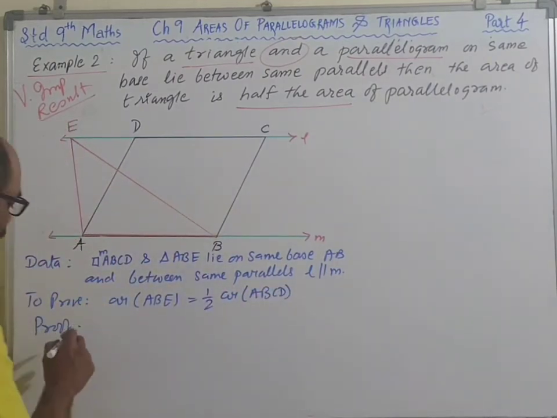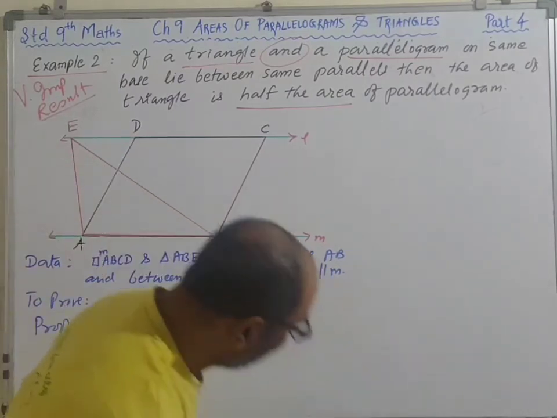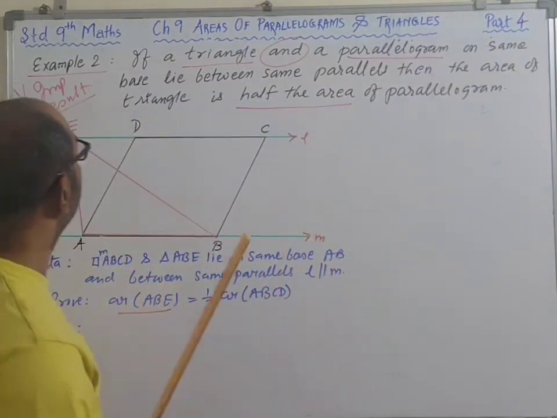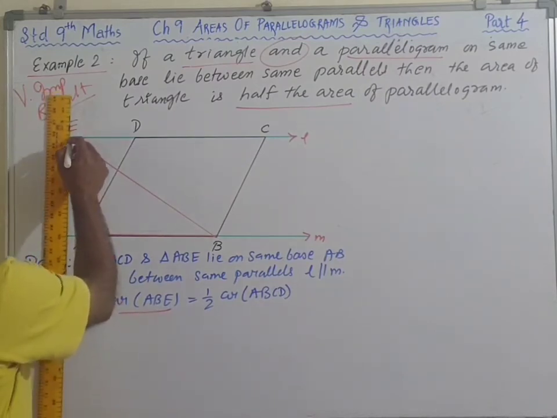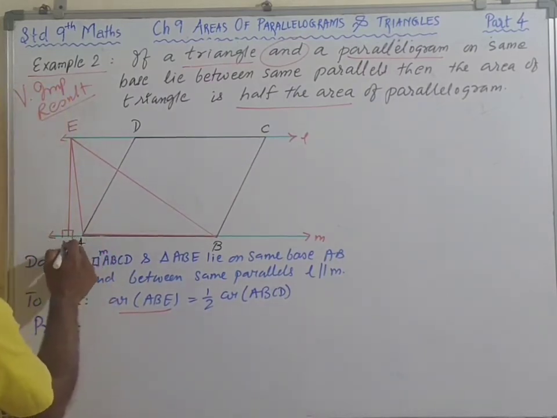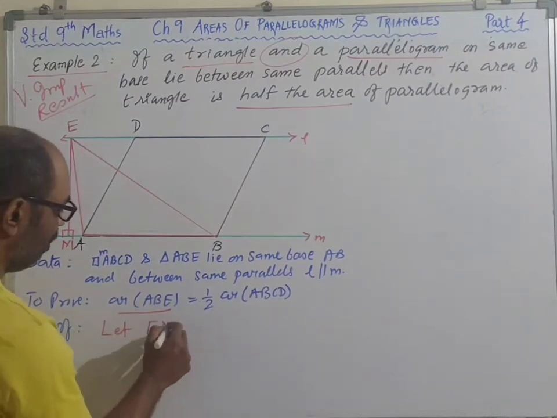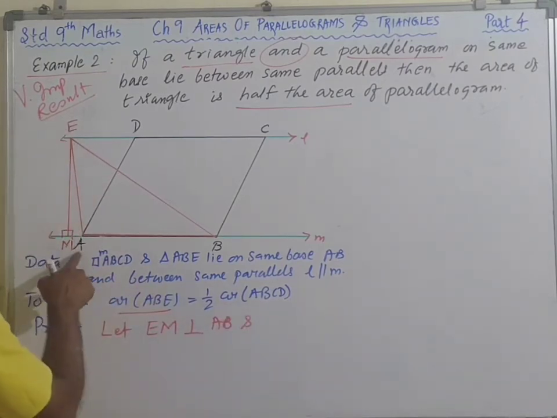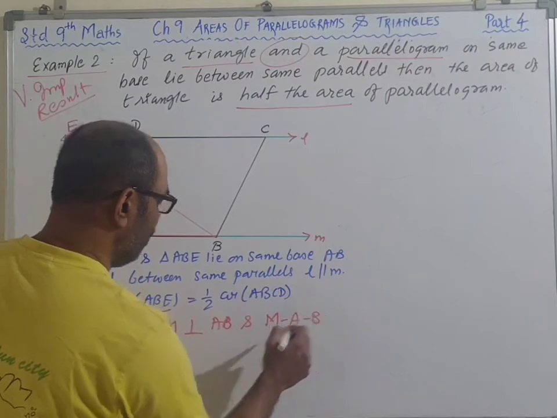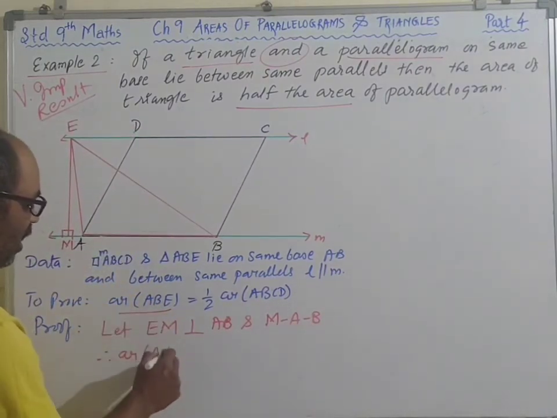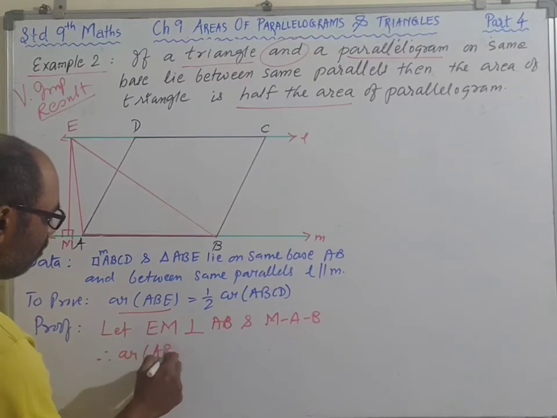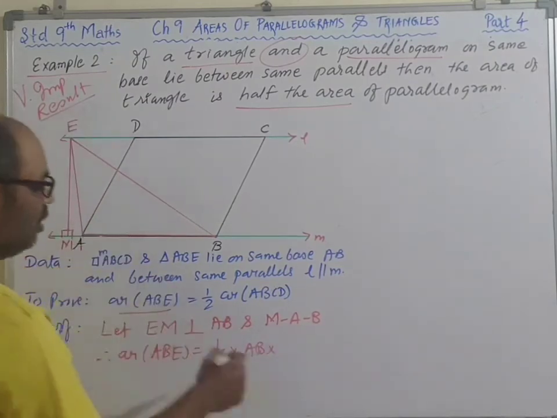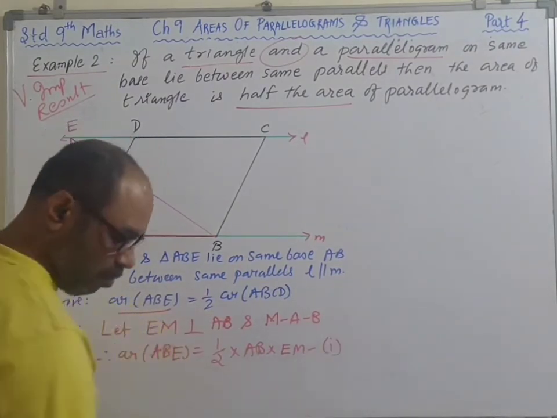Proof. Children, once again we use the same trick. Let's find out the area of triangle ABE first. पहले इसका area ढूंढो. So what is the formula to find the area of a triangle? Half into base into altitude. So triangle का मैं altitude ले लेता हूं, तो ऐसे बाहर आएगा EM. Let EM be perpendicular to AB and M'A'B. Therefore, area of triangle ABE is equal to half into base, उसका AB है, और altitude is EM. Call it result number 1.